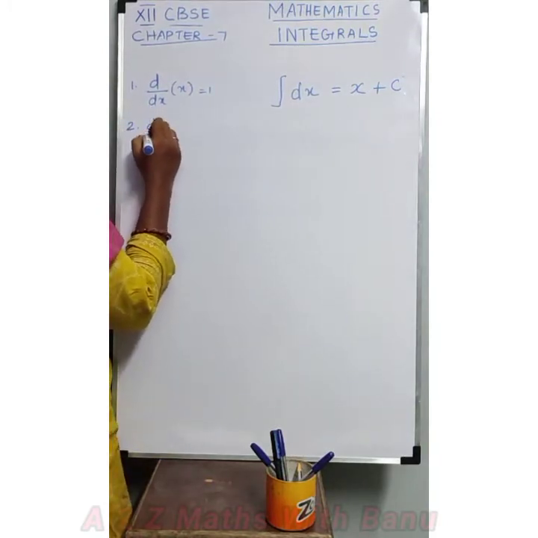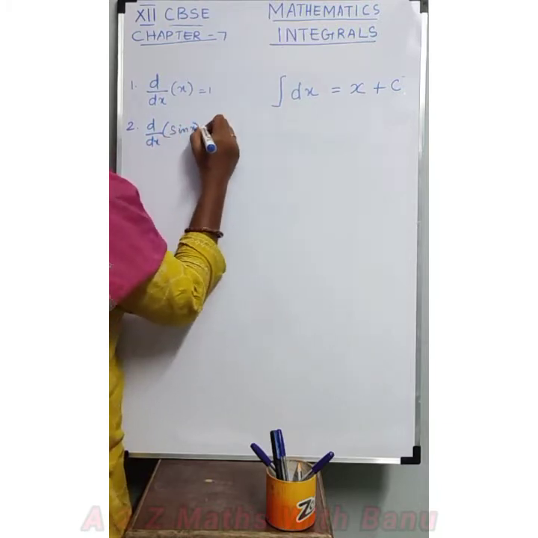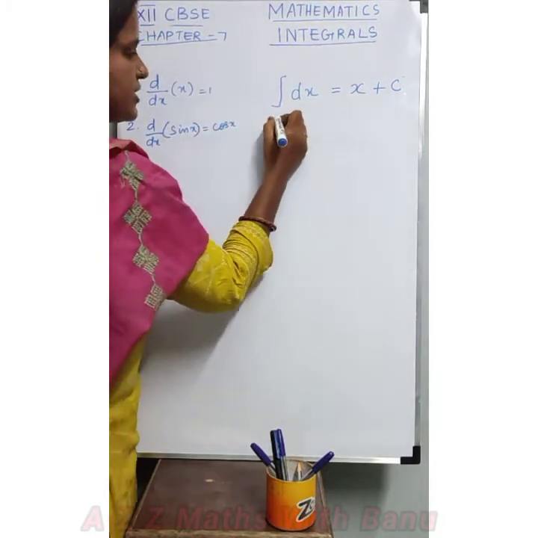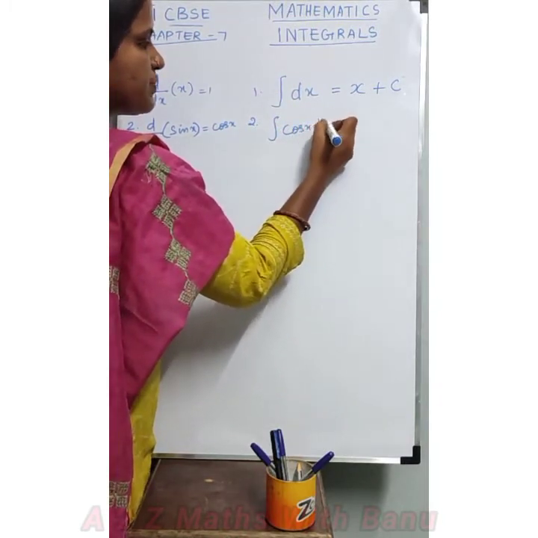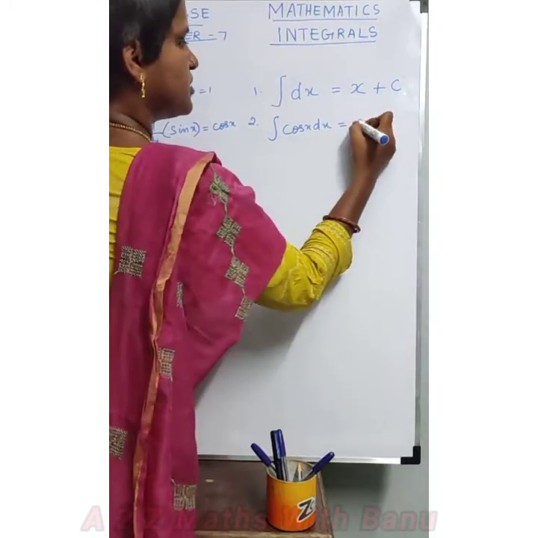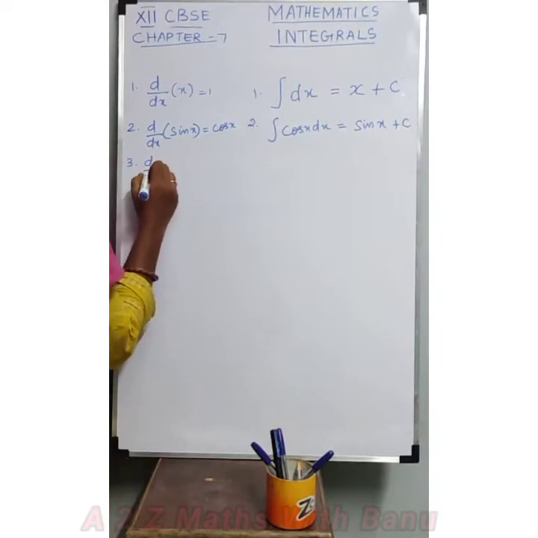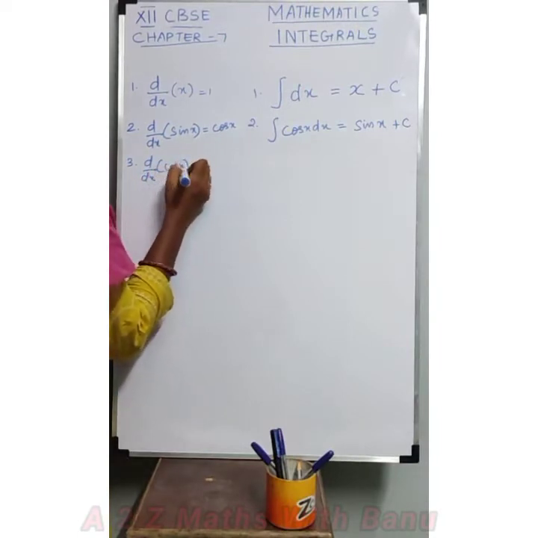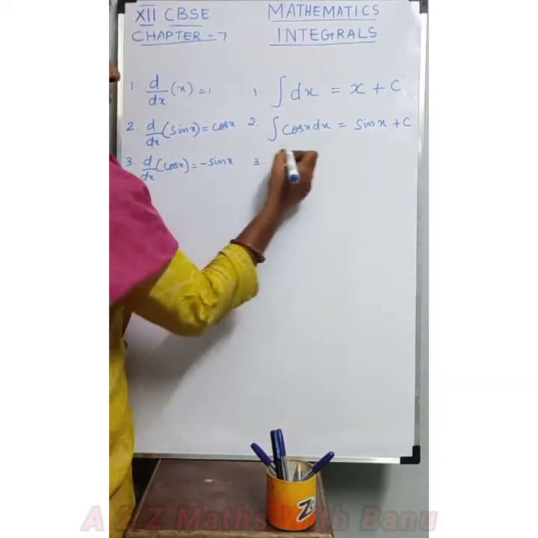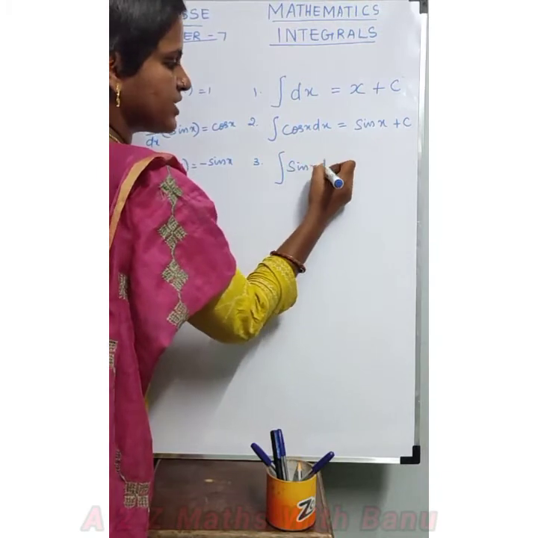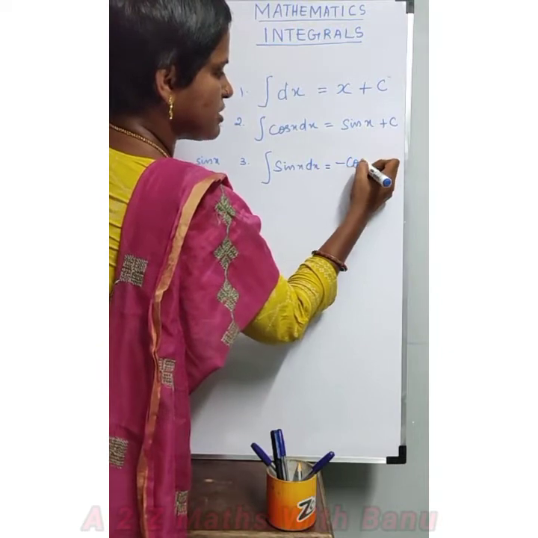And you know that the derivative of the sine function sin x with respect to x is cos x. And so we have the integration of cos x with respect to x is sin x plus c. And you know that the derivative of cos x is minus sin x. Therefore, the integral of sin x with respect to x is equal to minus cos x plus c.